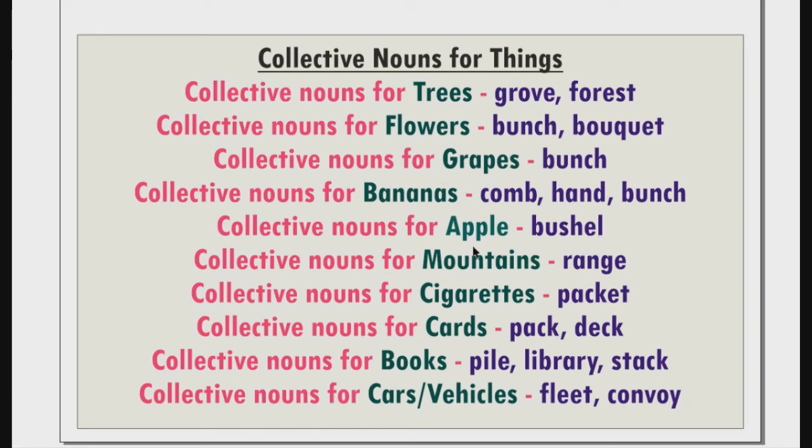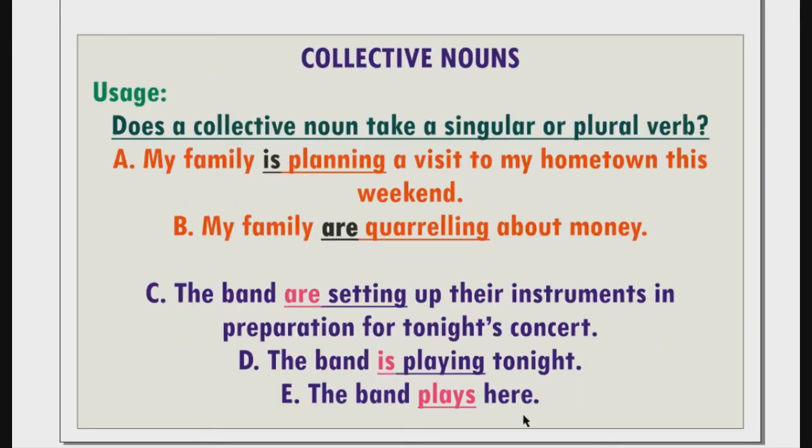Apple, a bushel of apples. Mountain, a range of mountains. Cigarette, a packet of cigarettes. Here we have books. We can have a pile of books, that is, if the books are just piled up, not well arranged. Depends. Then we can have a library of books, a stack of books, depending on the way or the meaning we are trying to bring out.